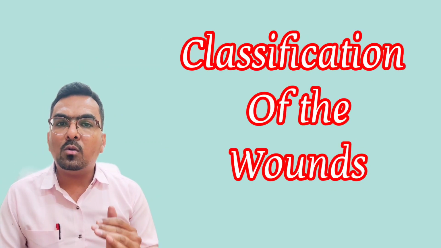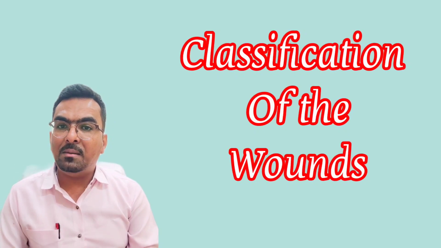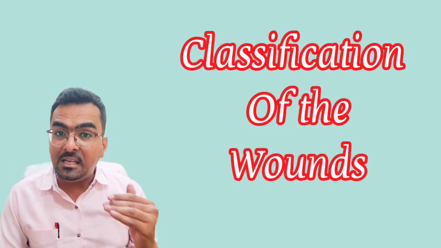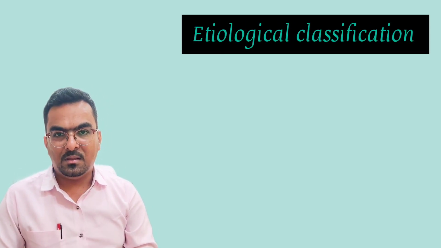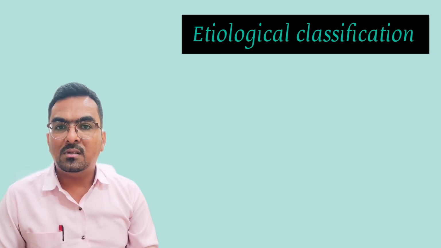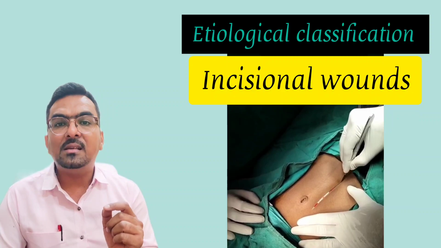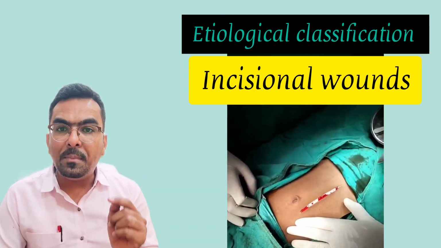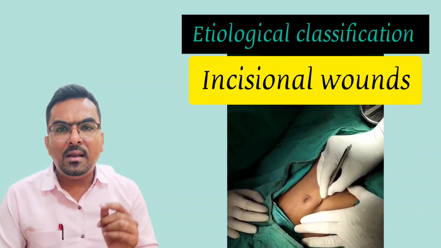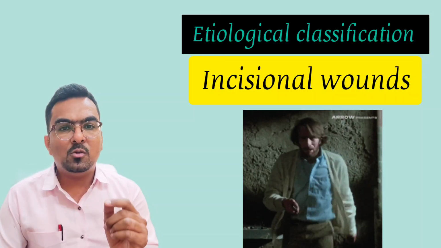Now let's explore the classification of wounds. Wounds can be classified in many ways. Let's see each of them one by one. First is based on the cause or etiology. Incisional wounds are caused by sharp objects or instruments, resulting in clean and straight cuts. It includes penetrating wounds, which commonly occur due to stab injury. For example, stab injury of the abdomen.